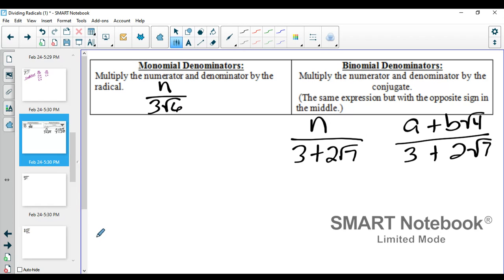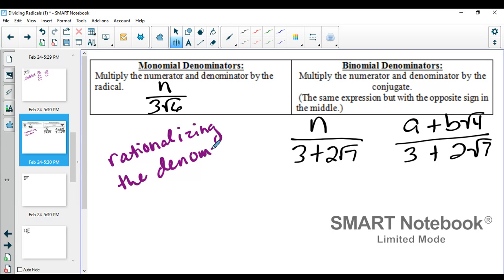Now, our next ones, we're going to talk about what happens when you are left with a radical in the denominator. Because in math, you should not ever leave a radical in the denominator of a fraction. It's just not proper mathematical usage. So the way we do that is called rationalizing the denominator.